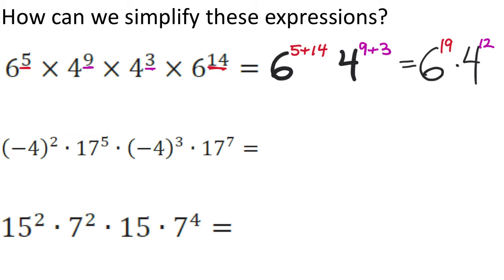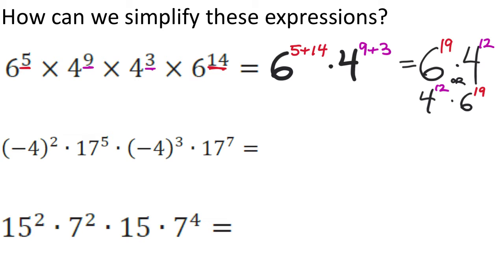Now, if for some reason you wanted to write this in a different order, such as 4 to the power of 12 times 6 to the power of 19, that would be fine. That would still be full credit right there, okay? So the order of these does not matter, just like we know the order does not matter with multiplication. And if you'd like to be technical, you can show the multiplication there as well.